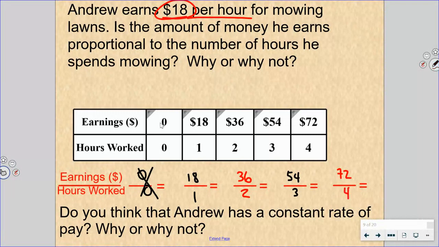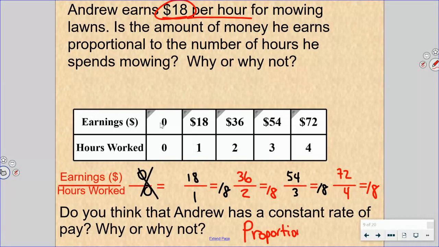Now go ahead and divide those ratios. 18 divided by 1 is 18. 36 divided by 2. Okay, good so far, but that's not good enough just to have 2. 54 divided by 3 is 18. All right, let's make sure the 72 doesn't mess up the ratio. Oh, there we go. So, is that a constant rate of pay? Of course it is. This relationship will be proportional.